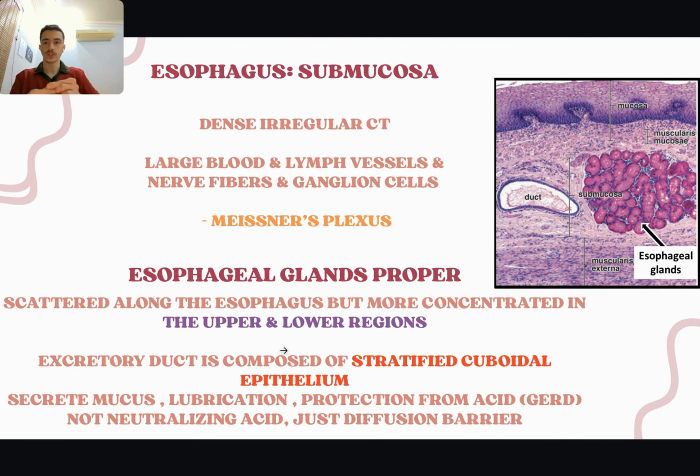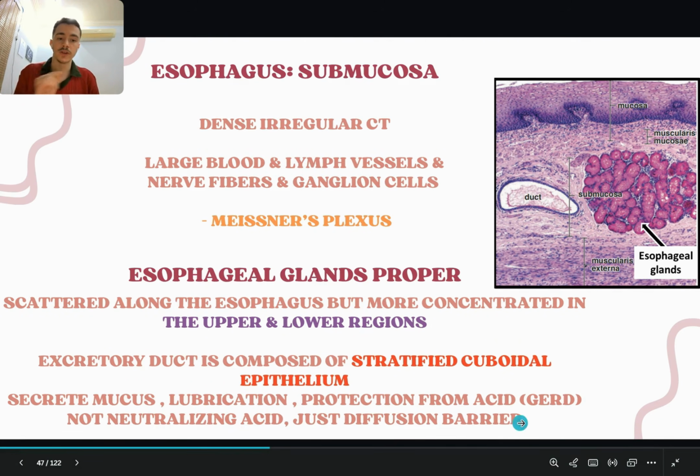So the whole esophagus, in the beginning and in the end, these glands are very concentrated there. In the middle, you can find it, but not that much. We have also the duct, which is the exocrine gland. It is composed of stratified cuboidal epithelium. It's secreting mucus. Why mucus? What is the benefit of mucus? Lubricate, protection from acid, which is the GERD.